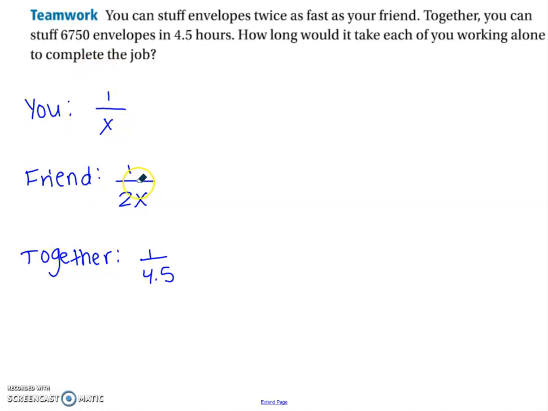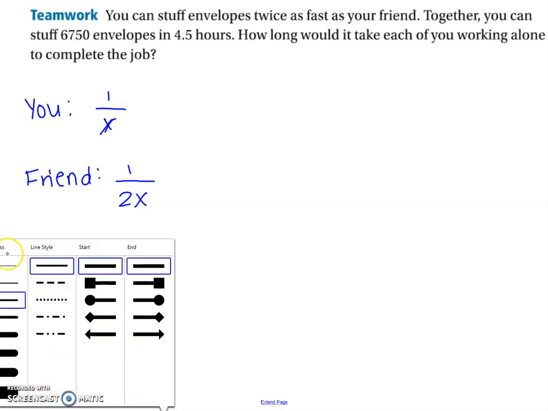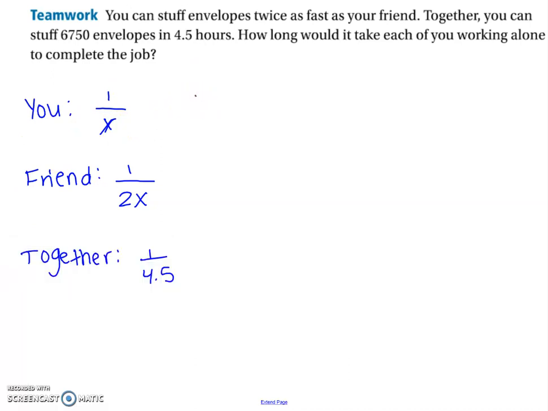If this confuses you, having the denominator be different, like x and 2x, let's do this in a different color. The other way you could do this is you could think about, because you're twice as fast, you can get 2 jobs done in x, and your friend could get 1 job done in x. So since you're faster, you can get double the amount of work done in the same time. So you can either choose to do it the blue way or the purple way. Together would still be the same. It would still be 1 over 4.5.